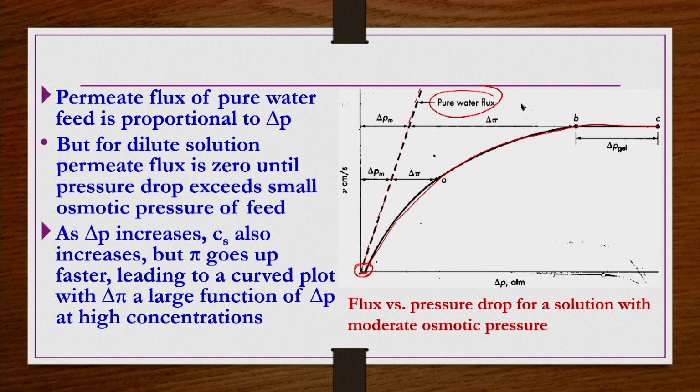Then after crossing this osmotic pressure, when you start applying pressure and gradually increase it, there will be a point where the pressure drop is equal to the osmotic pressure, and after that permeate starts coming. But after that osmotic pressure, if you further increase the applied pressure, then what happens? Let us say 1.1 atmosphere is the osmotic pressure for a given solution.